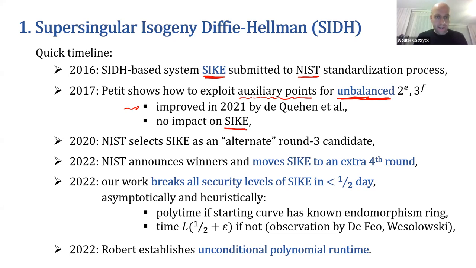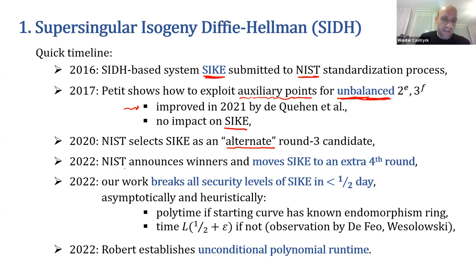And in 2020, NIST selects SIKE as an alternate round three candidate. This word alternate is very important. So NIST considers SIKE to be a very promising and interesting scheme. And also they liked the fact that it was based on isogenies and not on lattices or codes, where most proposals have their roots. So they like the diversification of the mathematical problems underlying cryptography, but they deemed it too exotic and too new to really be a serious round three candidate. So they put it in this alternative group for further investigation.